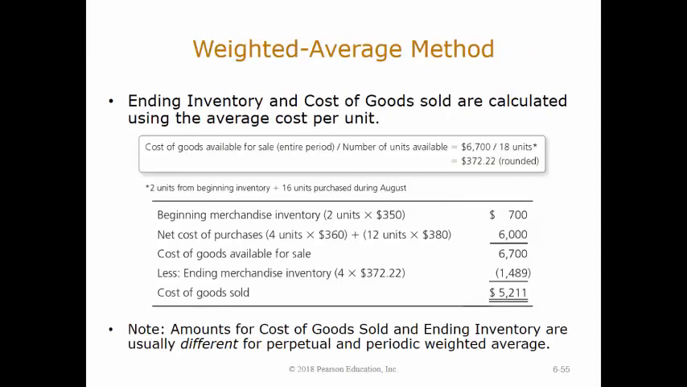With the periodic weighted average method, the order of the sale is irrelevant. All inventory will be removed from inventory using the average cost of the inventory for the period. The first step is to determine the weighted average cost per unit of inventory. The weighted average cost per unit is determined by the following formula: cost of goods available for sale during the period divided by number of units available for sale during the period. So $6,700 divided by 18 units is equal to $372.22 per unit.